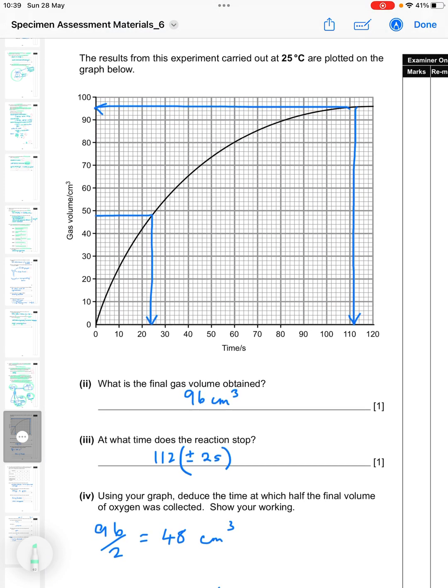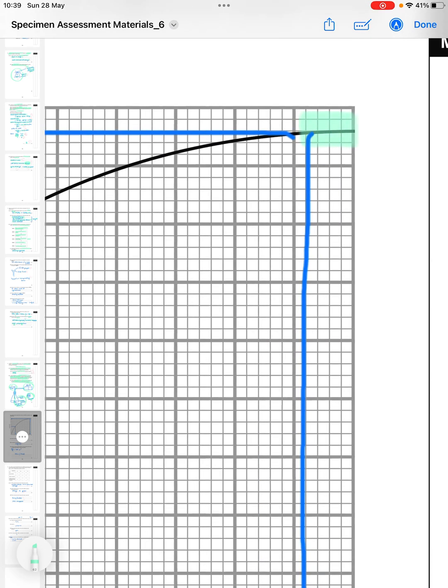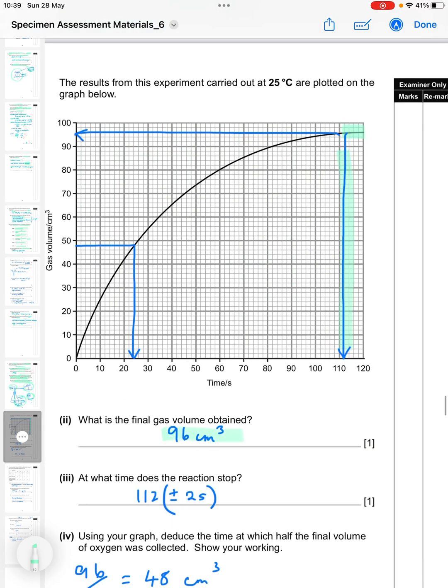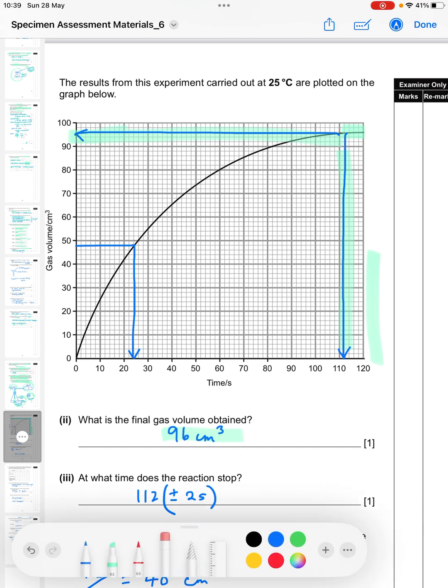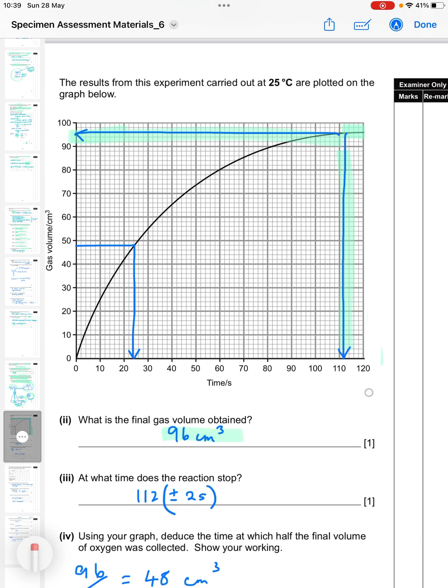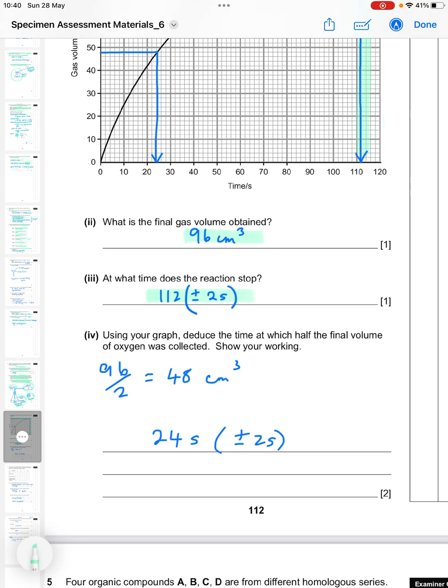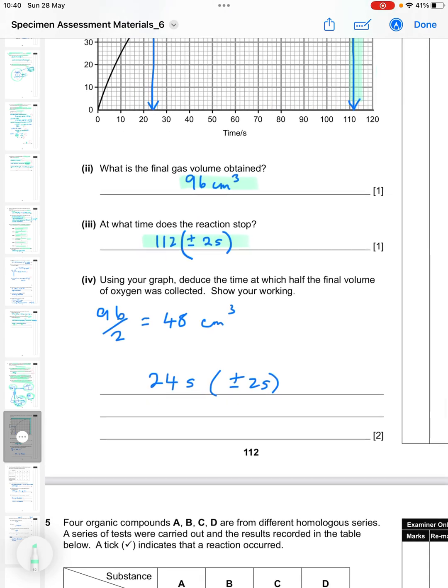Now I've got the results from the experiment at 25 degrees plotted on the graph below. So what's the final gas volume obtained? So we're looking for when it flattens out. When you draw that line down here, you get 96. The final gas volume. I'm going the wrong way. It was this one here to begin with. Sorry, 96 cubic centimetres. And then the time the reaction stops at is where I've already drawn the line there. So apologies, did them the wrong way around. But that comes in at 112 seconds plus or minus 2.